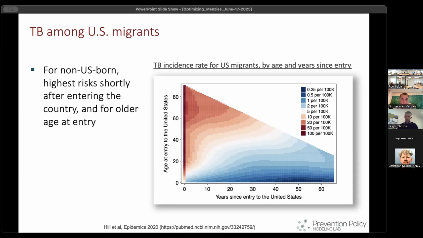I guess for context, most people who come to the United States as a migrant are coming around these age groups of 18 to 30, where the bulk of migrants are coming into the United States.